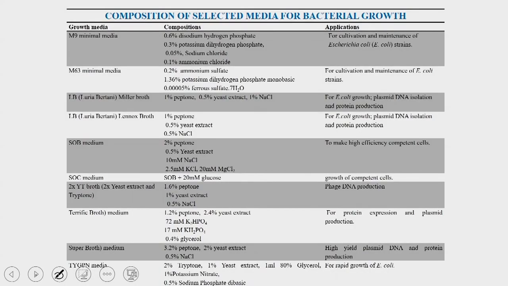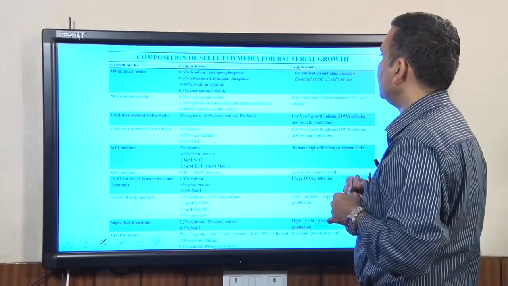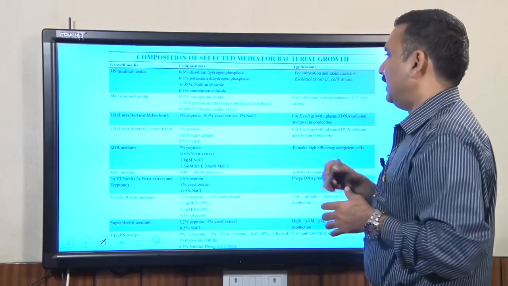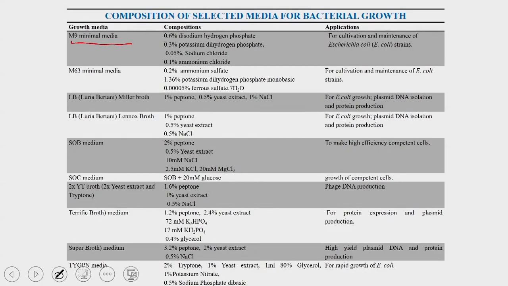So this is the table to show you the different types of media which people are using for bacterial growth. You have the M9 minimal media, M63 minimal media. These are the two media which are also called the defined media. What is meant by defined media is that it has a defined concentration of the salt as well as the other sources that you are providing in the media.